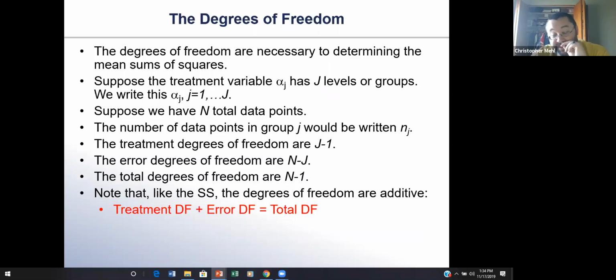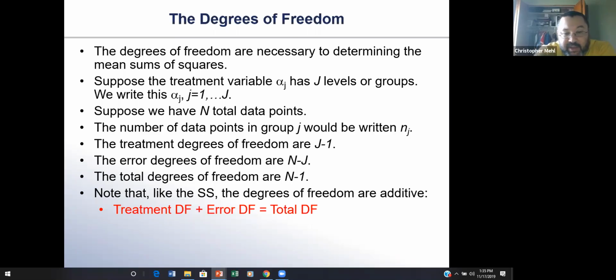All right. Now, picking out significance is all about sums of squares, and it's really all about mean sums of squares. So it's all about understanding degrees of freedom. Degrees of freedom are necessary to determining the mean sums of squares, and mean sums of squares are ultimately what we're looking at. If the treatment variable alpha j has capital J levels or groups, we would write this alpha j for j equals 1 to capital J. Then the treatment degrees of freedom would end up being capital J minus 1. The number of levels, or the number of groups you have, minus 1.